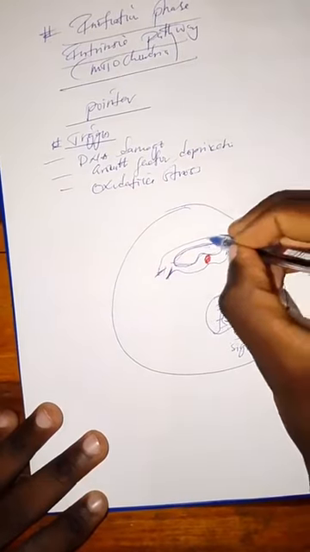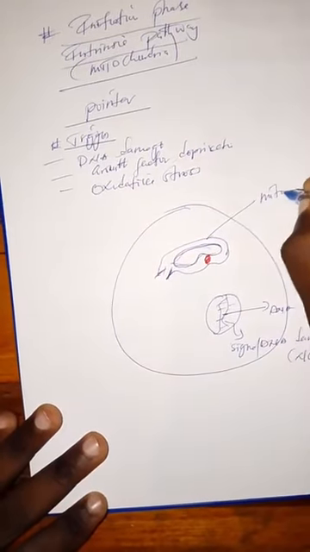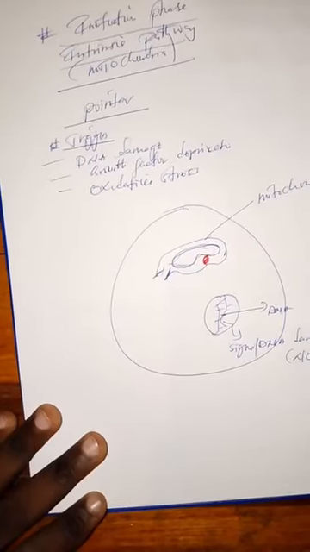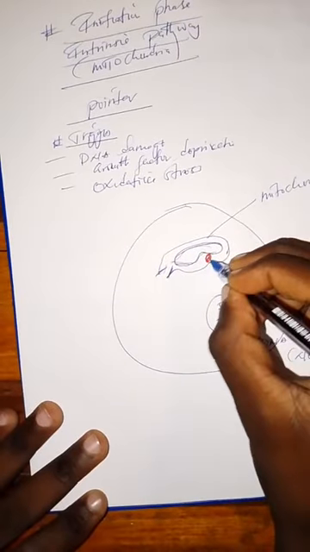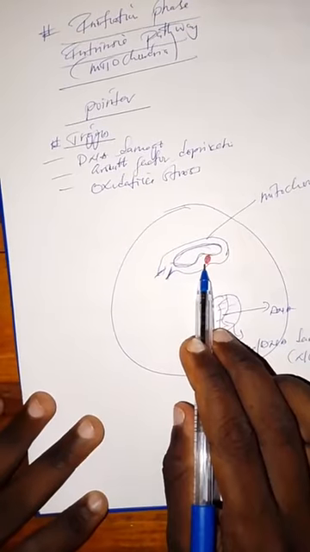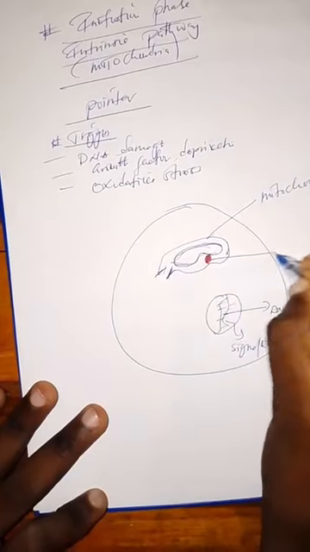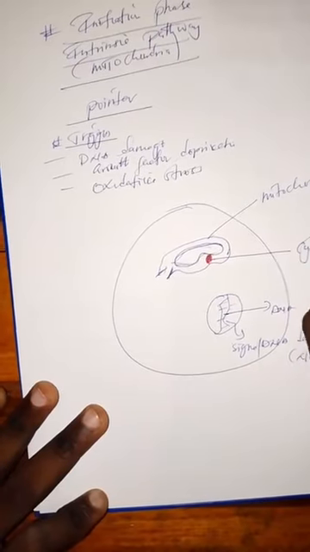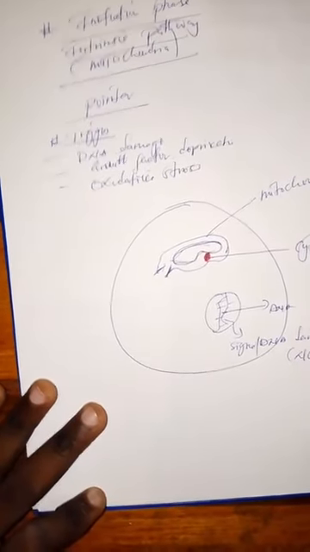Here we have the mitochondria, and the red thing you are seeing here is the cytochrome C. It's a protein.